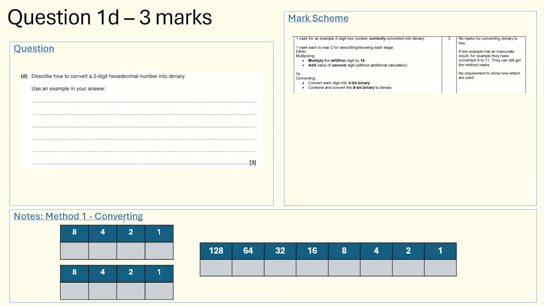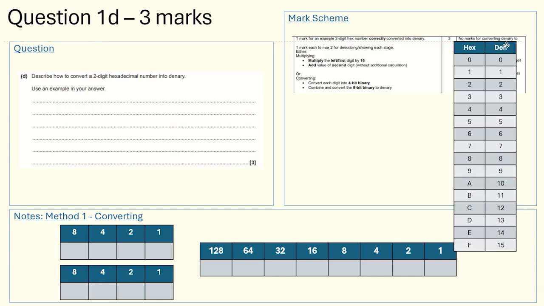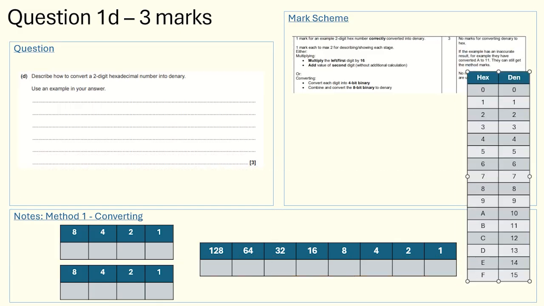So let's have a look at the first method here, the converting one. If we convert each digit into binary and then combine them into 8-bit binary and then to denary. Let's have a look at this table. We know hexadecimal is base 16, so there's 16 unique values. And we know that hexadecimal and denary are exactly the same from 0 to 9. And then beyond 9, when denary goes from 10 up to 15, hexadecimal goes into the letters, so A to F. So really we've got 0 to F in our hexadecimal number system.